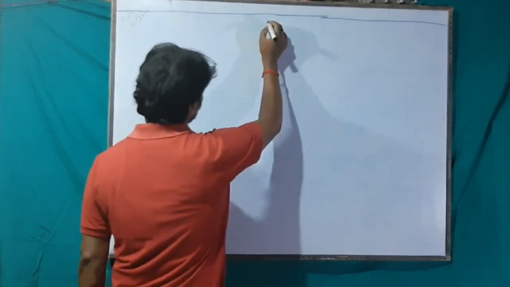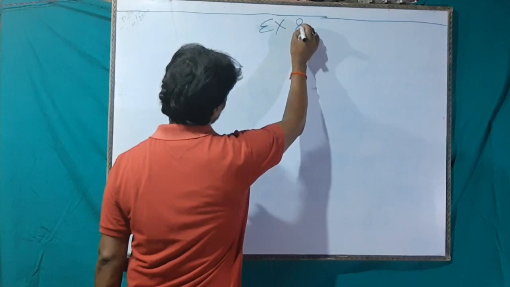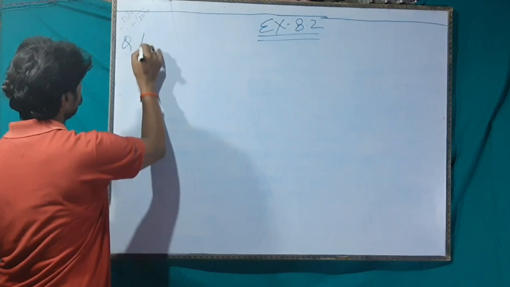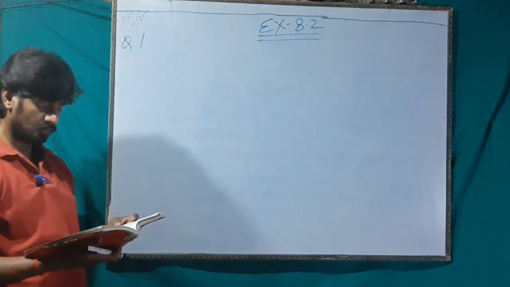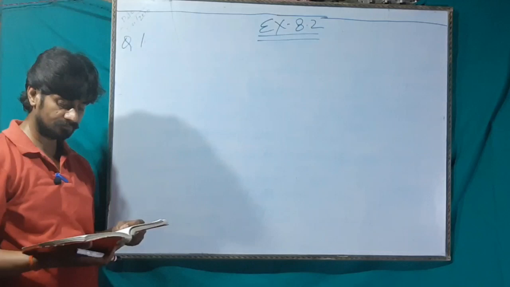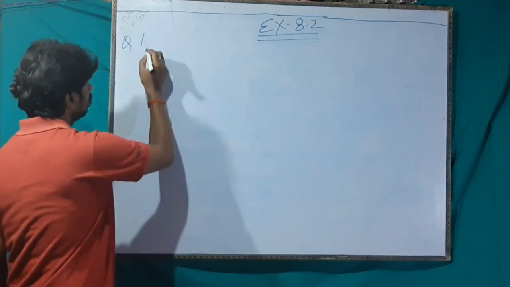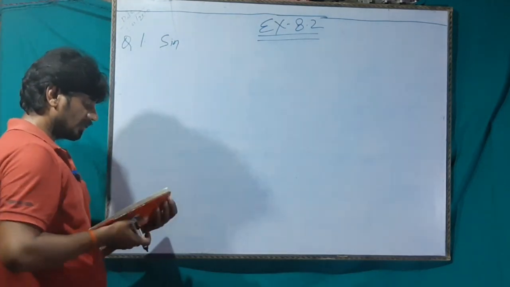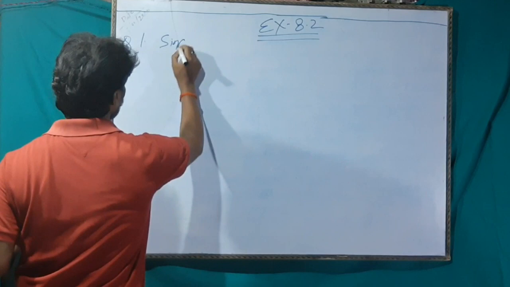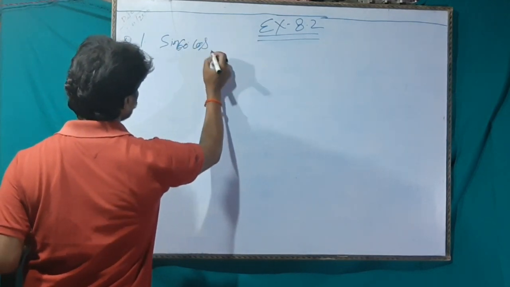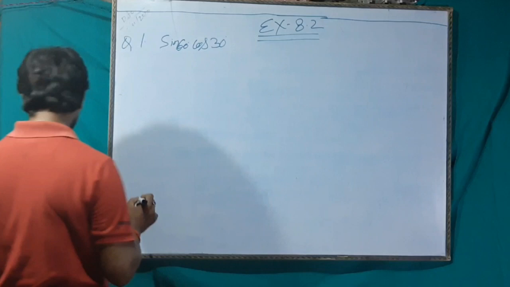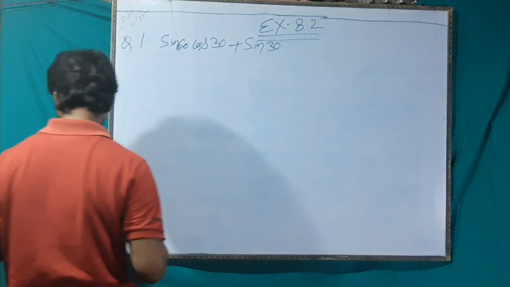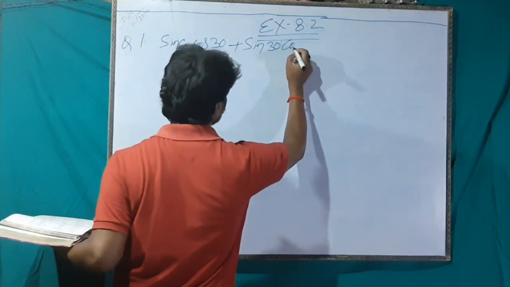Let us start exercise 8.2. Question number first. Evaluate the following: sin 60 degree cos 30 degree plus sin 30 degree cos 60 degree.